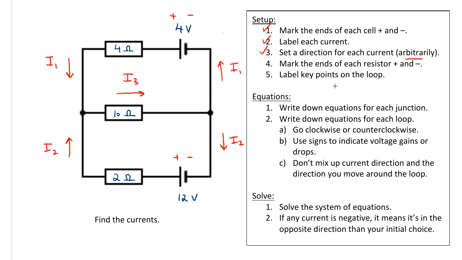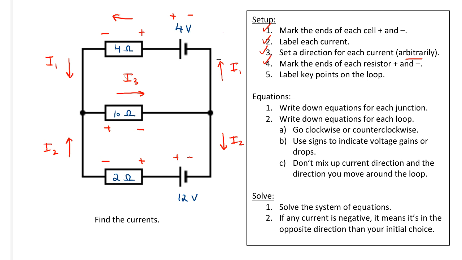Now, once I've got the current, I can mark the ends of each resistor positive and negative, because remember, conventional current is going from high potential to low potential. So if the current is going this way, that makes this the positive and this the negative end of this resistor. Similarly, this would be positive and negative, and over here, this would be positive and this would be negative. That's defined once we say which way the current is going. Current is flowing from high potential to low potential.